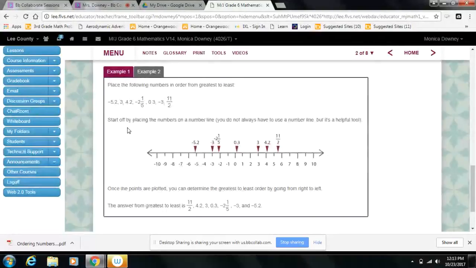So it's the same situation or scenario when you go from greatest to least. If you will just take the numbers and put them on the number line in the appropriate area, then you can determine from greatest to least. You would then look at the number that's the farthest over to the right on the number line and work backwards to the left.